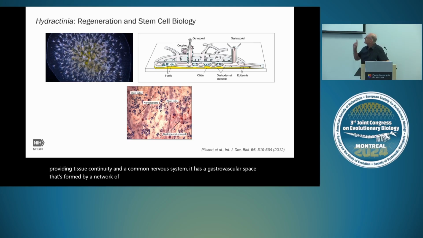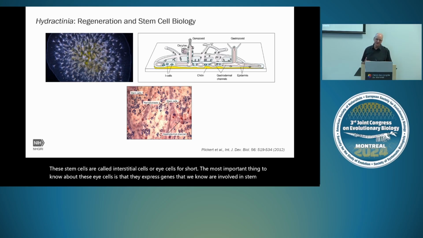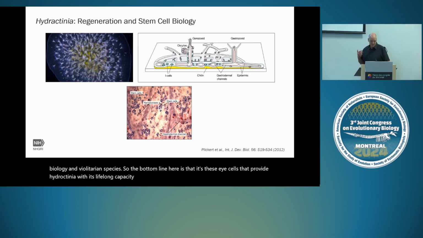More importantly, the circles that you see in the diagram are migratory stem cells. These are the circles again that are in the interstitial spaces of its epithelial cells. So because of where they're located, these stem cells are called interstitial cells, or I cells for short. The most important thing to know about these I cells is that they express genes that we know are involved in stem cell biology in bilaterian species. So the bottom line here is that it's these I cells that provide Hydractinia with its lifelong capacity for self-renewal and are the basis for tissue regeneration.